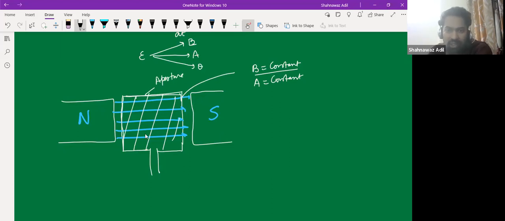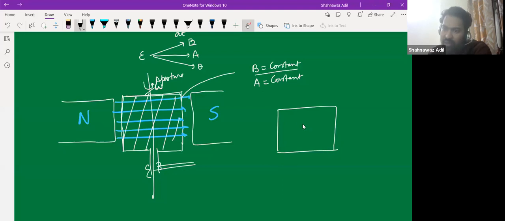Now what we are doing is rotating this aperture by some means of a motor. Let's say this is the axis of rotation, and we are rotating this by some constant angular velocity omega. So then what is changing? Magnetic field is constant. The area vector, if this is the aperture, would be normal to it, right?